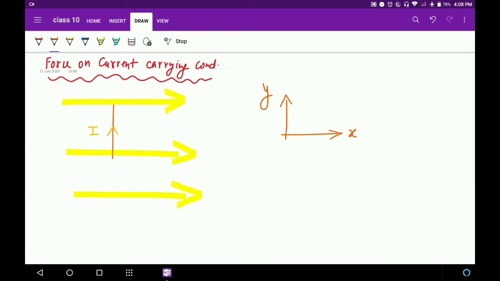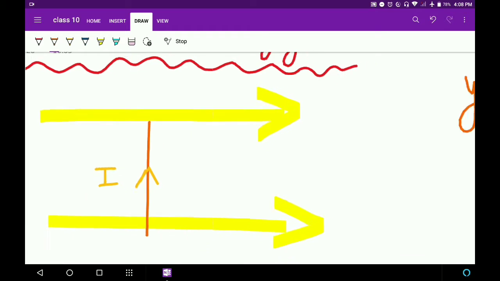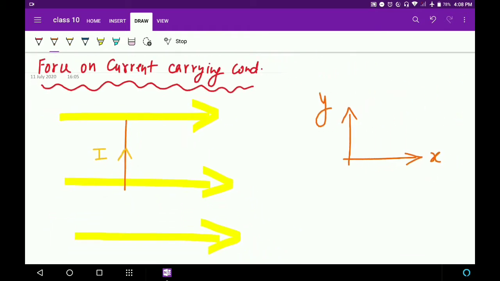Now as soon as the current starts to flow, it will experience a force. This magnetic field which I am showing with the yellow highlighter is not the magnetic field because of this current carrying wire. This is a magnetic field which we have externally applied by some other magnet. So when these two magnetic fields, the external one and the one produced by the current carrying wire, interact, this wire will experience a force.